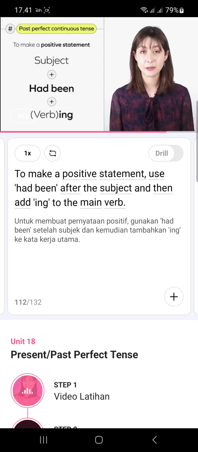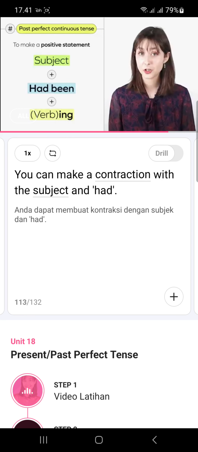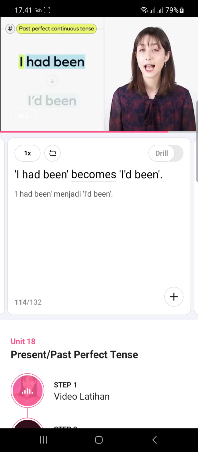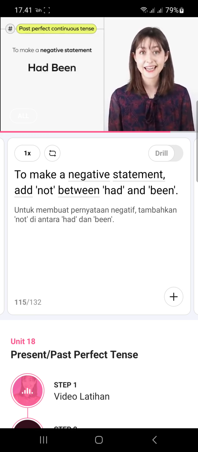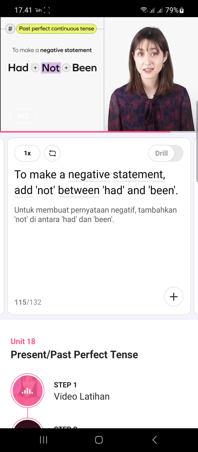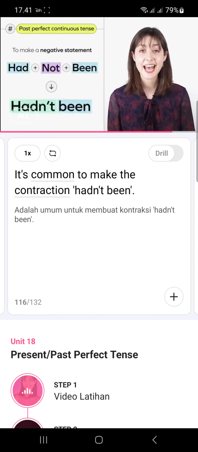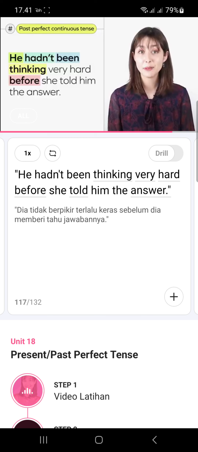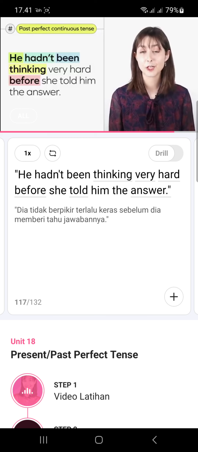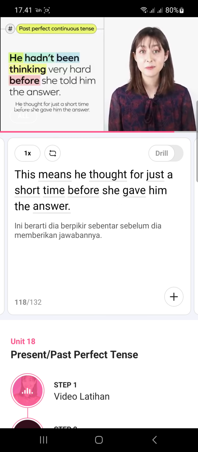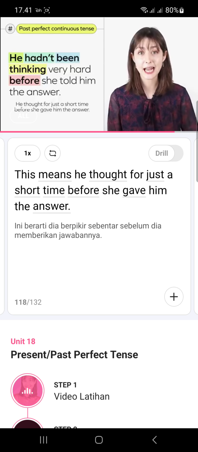To make a positive statement, use had been after the subject, and then add ing to the main verb. You can make a contraction with the subject and had. I had been becomes I'd been. To make a negative statement, add not between had and been. It's common to make the contraction hadn't been. He hadn't been thinking very hard before she told him the answer. This means he thought for just a short time before she gave him the answer.